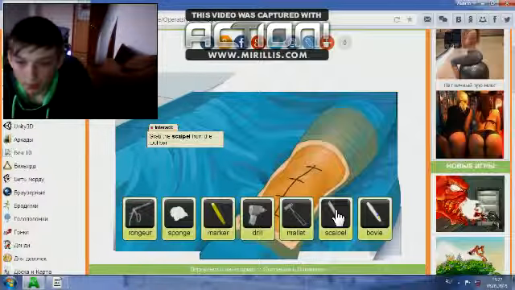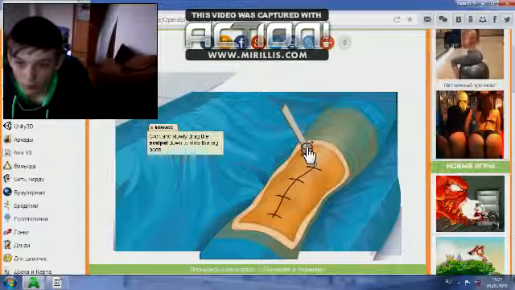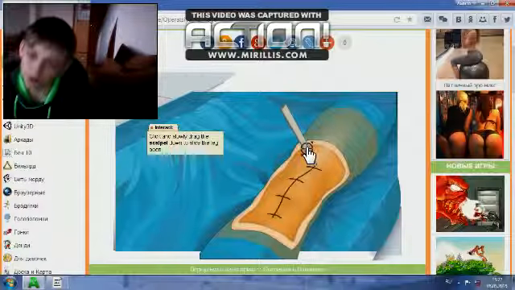Так, скальпель. О, вот начинается самое интересное.